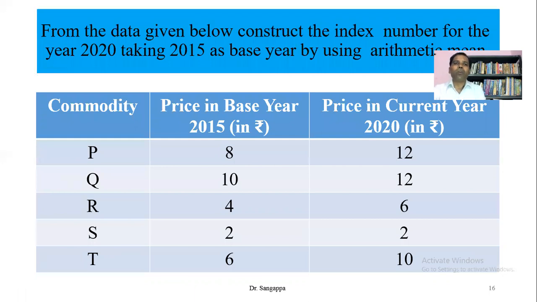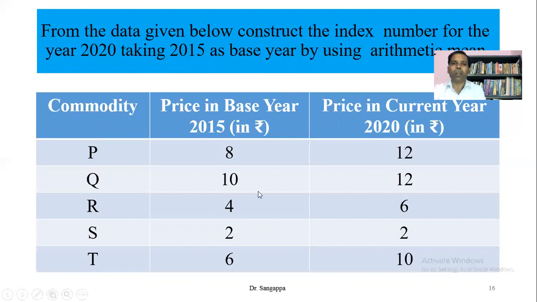Okay, so let us solve one more problem here. From the data given below, construct the index number for the year 2020, taking 2015 as base year, by using arithmetic mean. So in this problem, we use the arithmetic mean to find out the index number for the current year 2020, and here we consider 2015 as the base year.